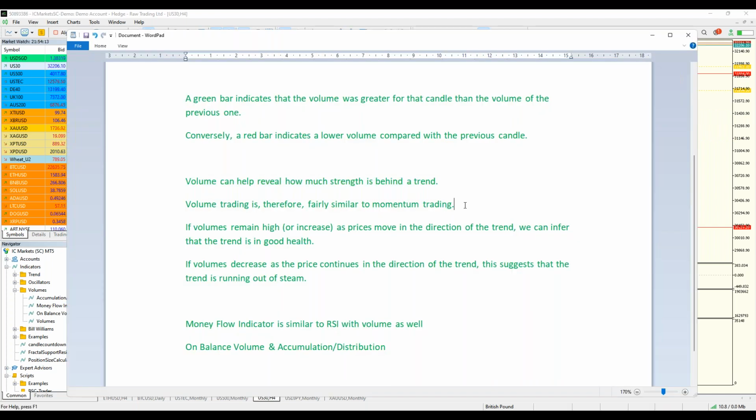Volume trading is similar to momentum trading. So you're looking to see an increase in volume behind an increase in the trend, and if volumes remain high or increase as prices move in the direction of the trend, we can infer that the trend is in good health. If volumes decrease as the price continues in the direction of the trend, this suggests that the trend is running out of steam. I quite like that.